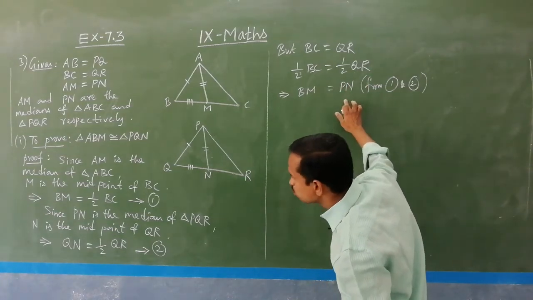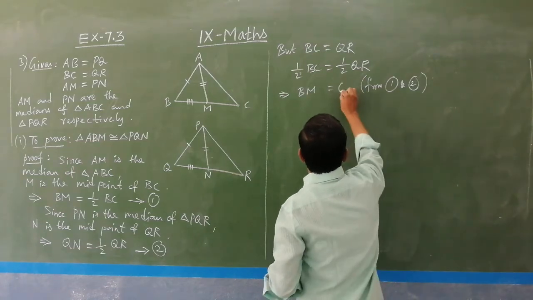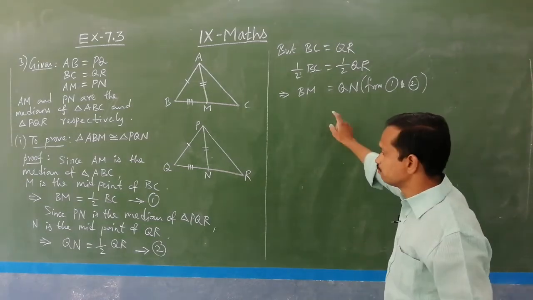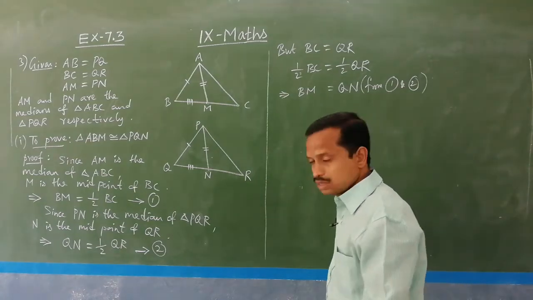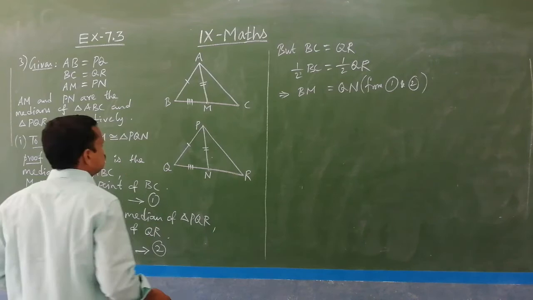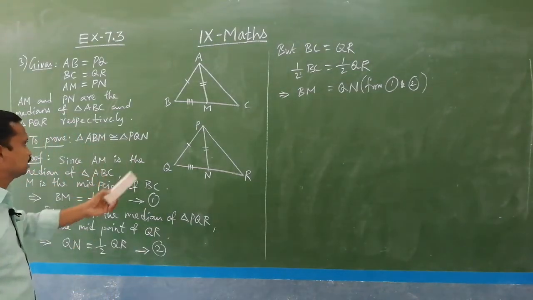Sorry, it is QN. Sorry, ma. This is QN. So half of QR is equal to QN. Therefore, BM is equal to QN. So like that we can say. Can you understand this? Okay. And now, after saying this, BM and QN are equal.